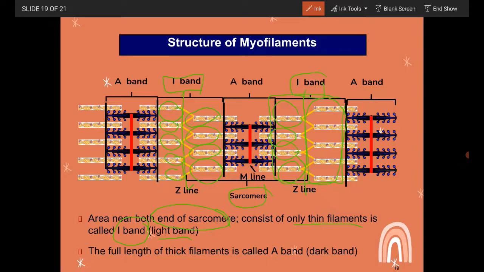The full length of thick filament is called A band, dark band. So the area which consists of thick filament is called A band. Thick filament, A band.